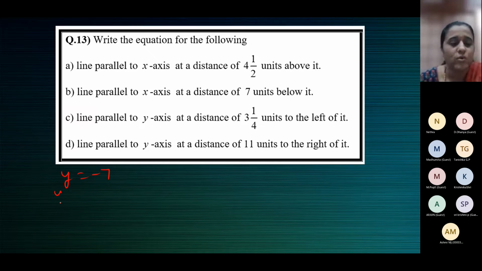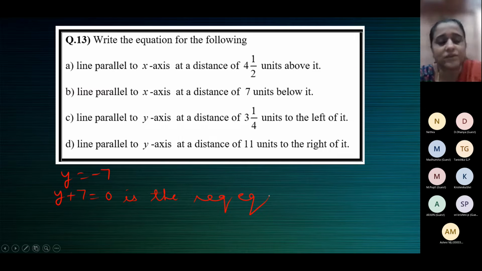But in the standard form, y plus 7 is equal to 0 is the required equation. Please write that if you have not written. Y plus 7 is equal to 0 is the required equation.